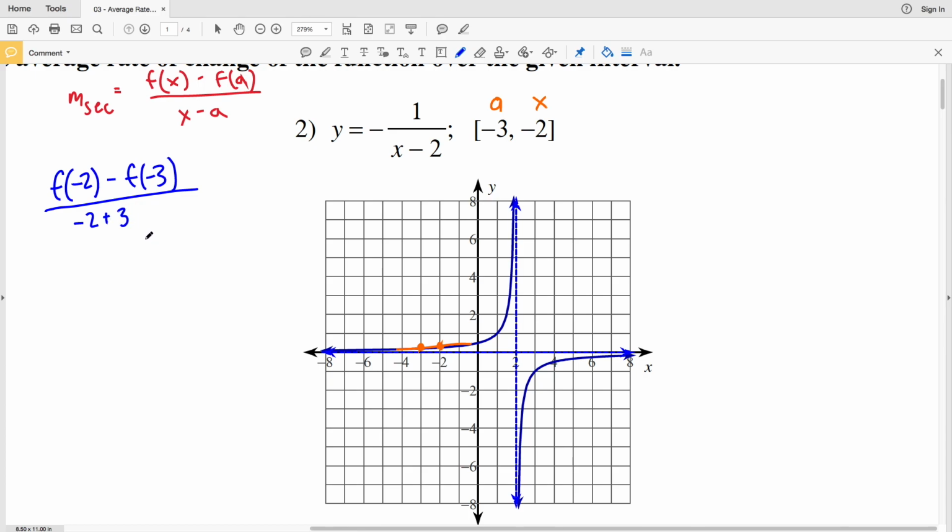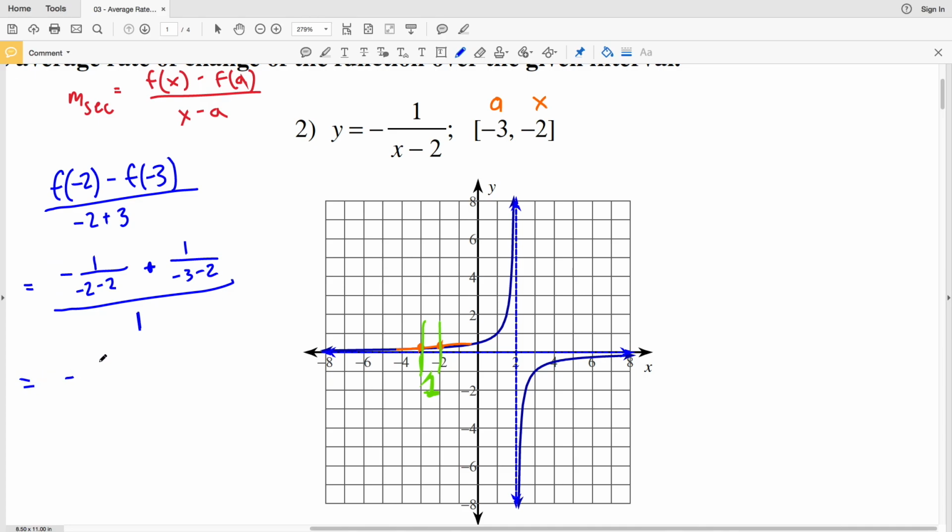From there, f of negative 2, plugging negative 2 into our equation for y, we'll have negative 1 over negative 2 minus 2, and then we're going to be subtracting f of negative 3, which is a negative 1 over negative 3 minus 2, but as opposed to subtracting a negative, I'll add the positive 1 over negative 3 minus 2, and that's all over negative 2 plus 3, which is a positive 1. So you can see that our change in x values was a positive 1. For change in y, it's a lot smaller.